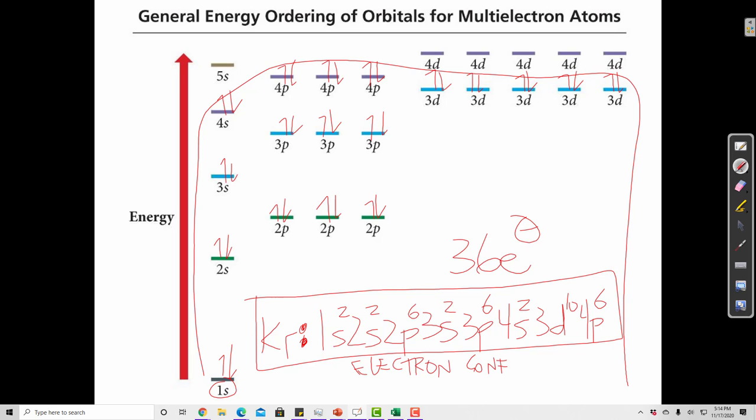It's just a way that we give each electron inside of krypton a name. That's what the quantum numbers are doing. The quantum numbers are giving each electron a name, and we name it by a series of numbers. So this is the name and the position of every electron that's in krypton. 2 plus 2 plus 6 plus 2 plus 6 plus 2 plus 10 plus 6 equals 36, the 36 electrons that are inside of krypton. So this information is telling me the same thing that this information is telling me.